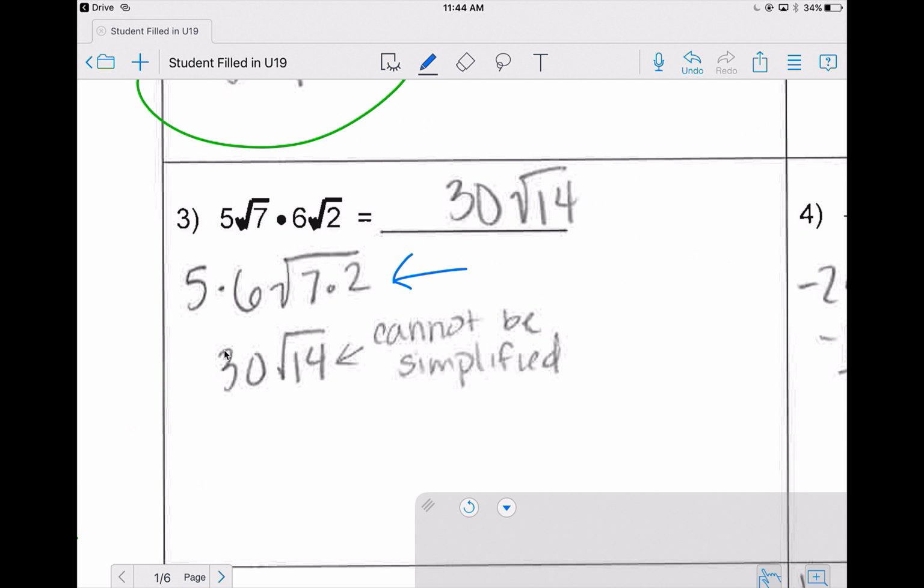Outside, 5 times 6 is the square root of 30. Inside, 7 times 2 is the square root of 14. 14 is 2 times 7. There are no pairs. This cannot be simplified. So we simply rewrite it as 30 square roots of 14.